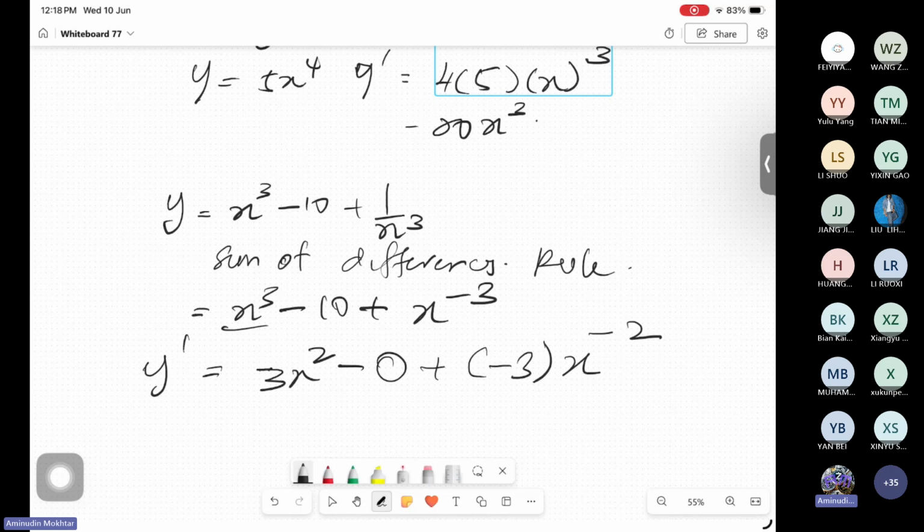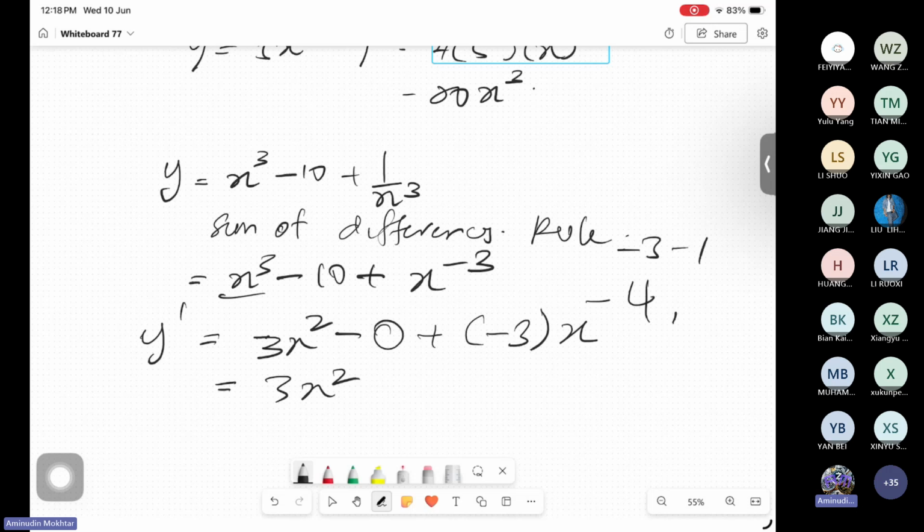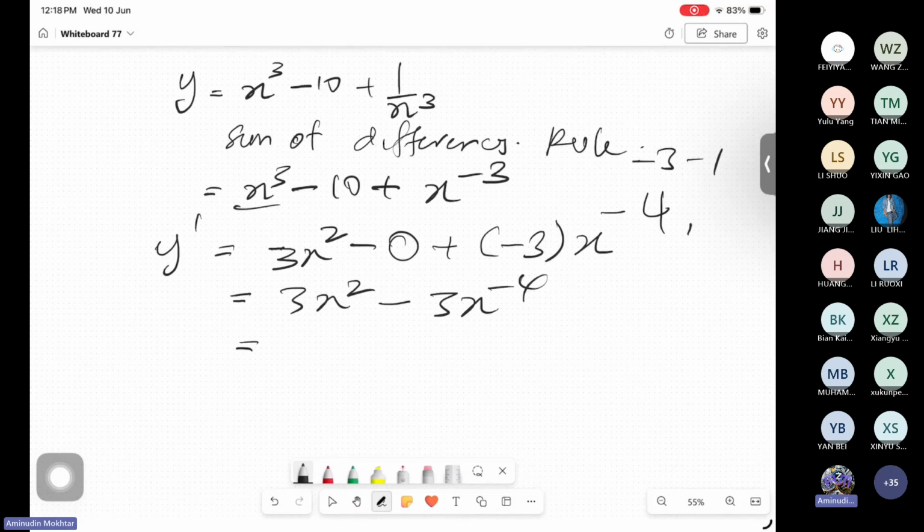Negative 3 minus 1 is equal to negative 4. So the answer is 3x squared plus 0 minus 3x to the power of 4, which is also known as 3x to the power of 2 minus 3x to the power of positive 4. Okay, that's how we modify our answer to get the better equation.